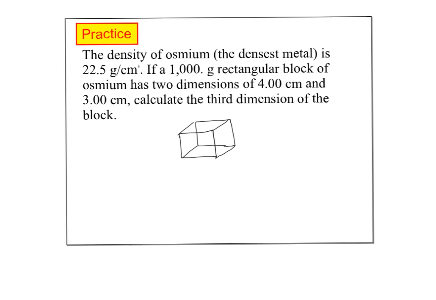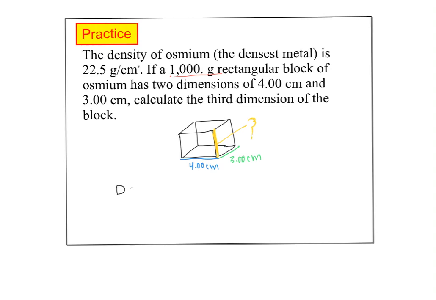All right, last one. Density of osmium, which is the densest metal, is 22.5 grams per centimeter cubed. If I have a 1,000 gram block of this stuff, and they're telling me 2 dimensions of it, so one dimension is 4 centimeters and the other dimension is 3 centimeters. We want to know the third dimension, the height, so to speak, of the block.